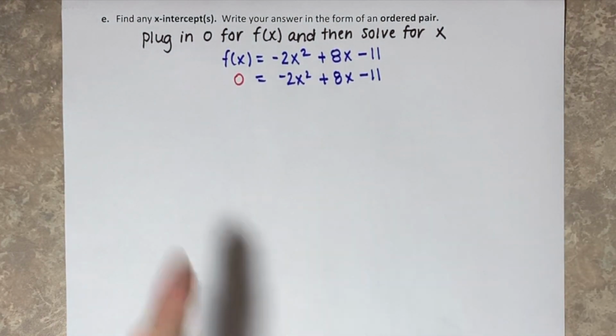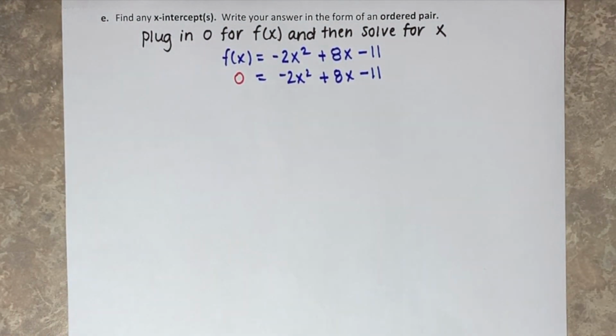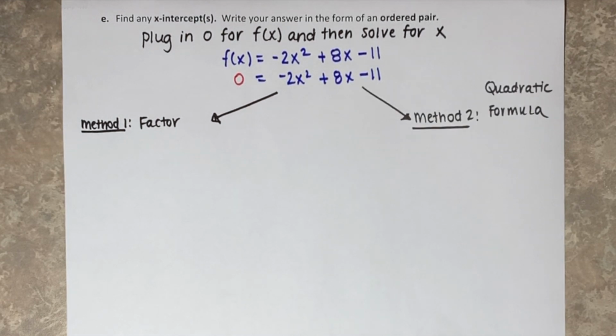In order to solve something like this, we have two options. You can try to factor. Factoring sometimes works, but sometimes it doesn't. The method that always works for finding the x-intercepts is the quadratic formula. For this particular example, let's take a look at both methods.